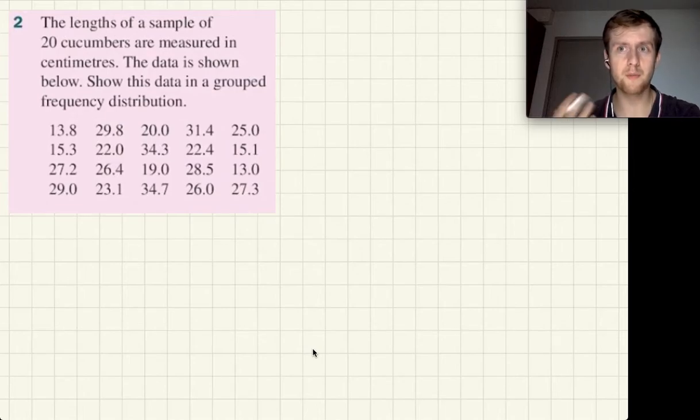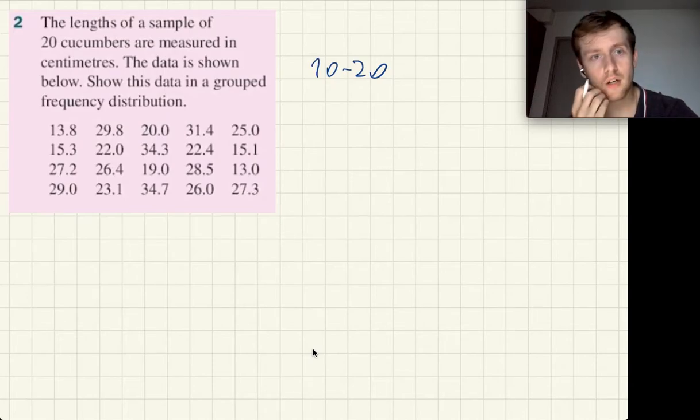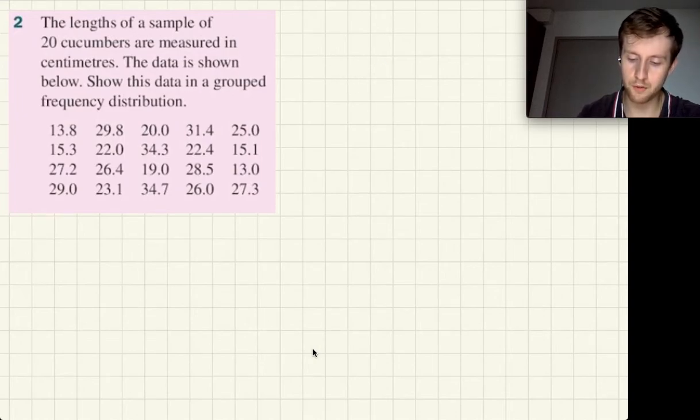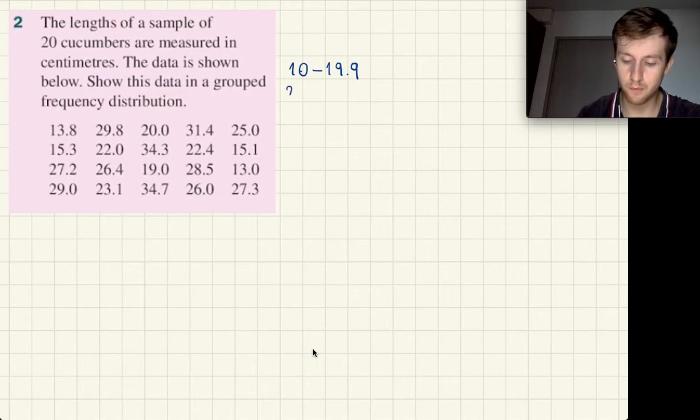I'm thinking, should we group them in tens, like from 10 to 20? Actually, let's just group them in tens. Why not? So the first group is going to be from 10 to, let's say, 19.9. The second group is going to be from 20 to 29.9. And the last group is going to be from 30 to 39.9.